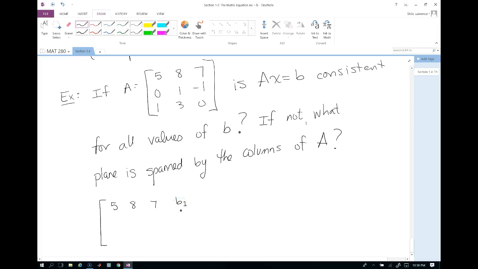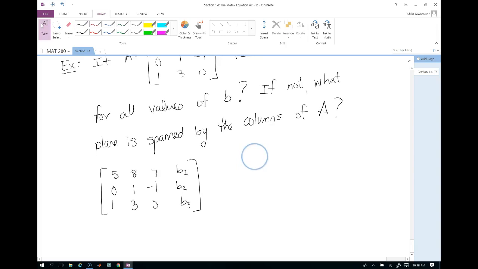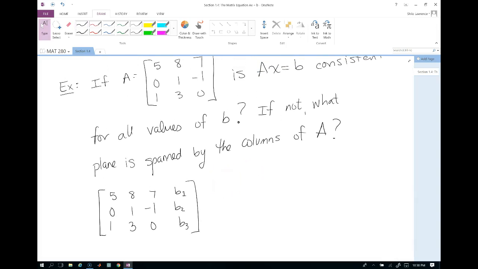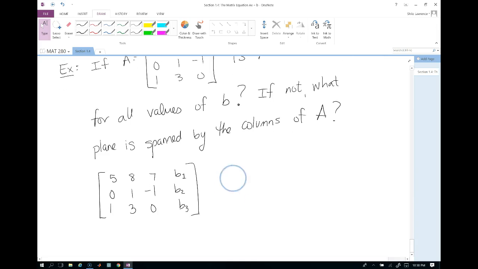We're seeing if it works for all B values. 0, 1, negative 1, B2. And if it's easier for you, you can use ABC here in the last column, then you're not having to kind of wrestle with those subscripts. We want to get this matrix, so this is our A matrix augmented with B solution vector.